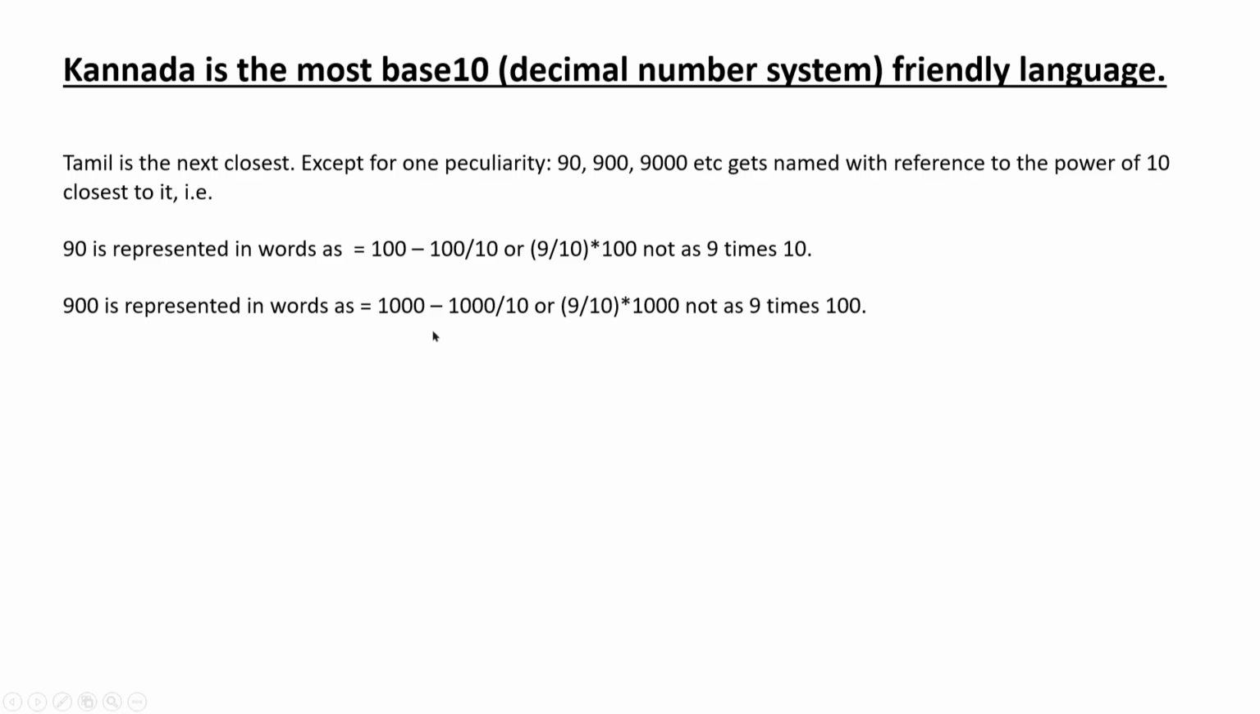So 90 is represented in words as 100 minus 100 by 10, or 1/10 less than 100, or 9/10 of 100. It's not written as 9 times 10, which is simply the decimal representation. The decimal way of writing 90 is 9 into 10, 90. But Tamil has this a little complicated way of representing 90 in words. Similarly, in Tamil, 900 is represented as 1000 minus 1000 by 10, or 1/10 less than 1000, or 9/10 of 1000. It's not represented as 9 times 100 in words.